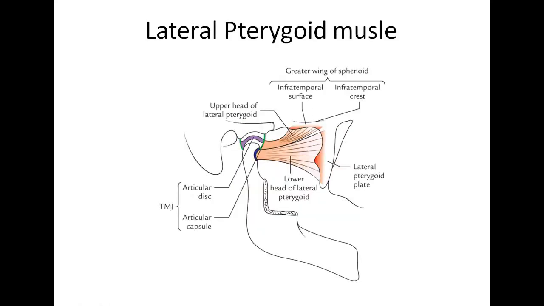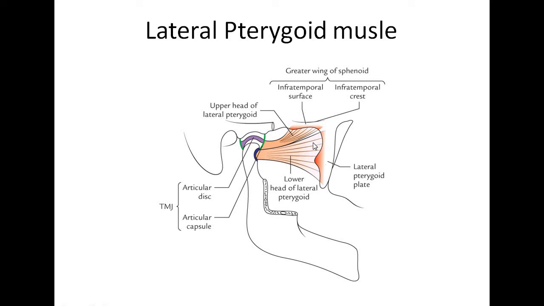The lateral pterygoid muscle, as I have told you, is the key muscle of this region. It has the upper head and the lower head. The upper head is originating from the infratemporal surface of the greater wing of the sphenoid bone and the infratemporal crest of the greater wing of the sphenoid bone. So these are the two parts of the greater wing of the sphenoid bone: infratemporal surface and infratemporal crest. And the lower head is originating from the lateral surface of the lateral pterygoid plate.